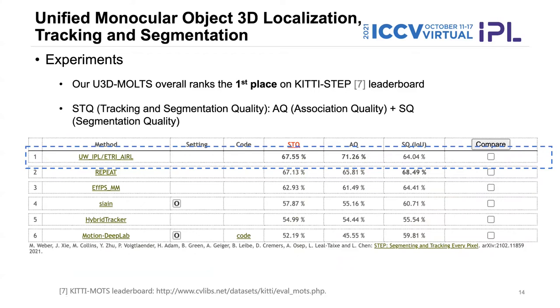Overall, we achieved first place in this year's track one of the BMTT challenge on KITTI-STEP. The evaluation metric is the STQ, which stands for segmentation and tracking quality, and consists of two basic factors, the association quality and the segmentation quality. Our method finally reaches a performance of 66.55 on the STQ, which ranks at the top above all the submissions.